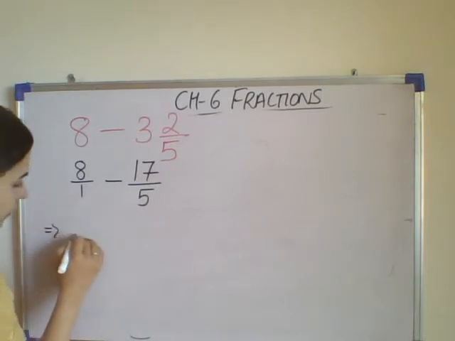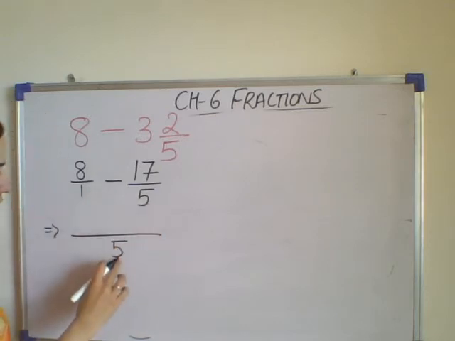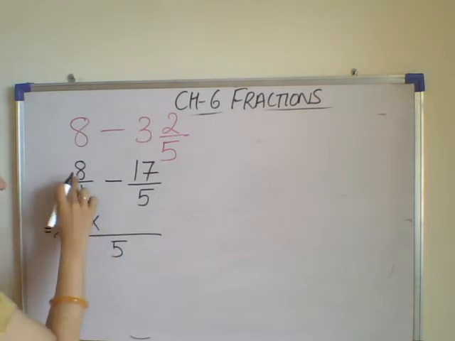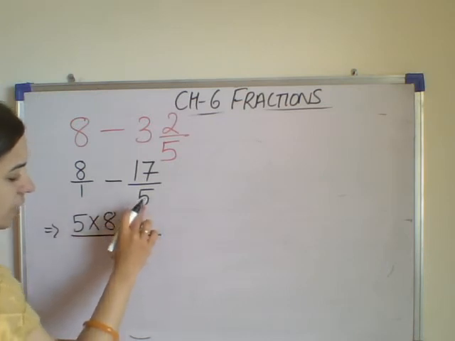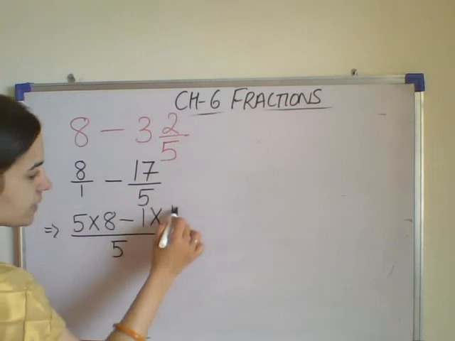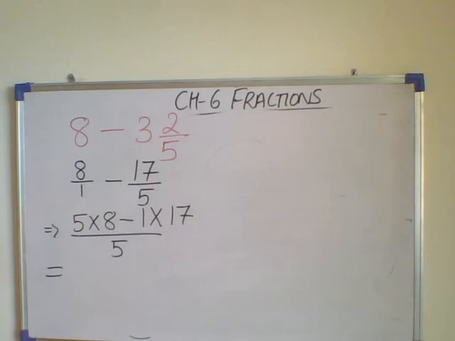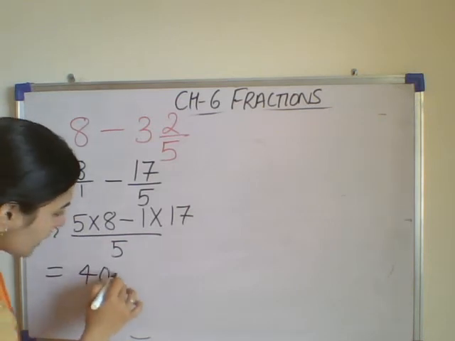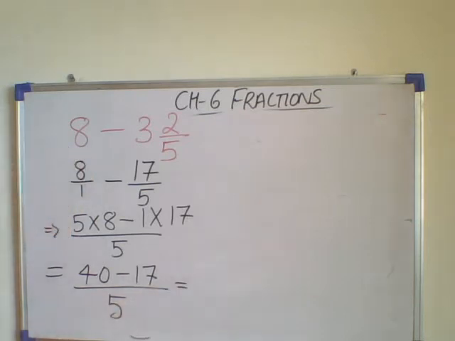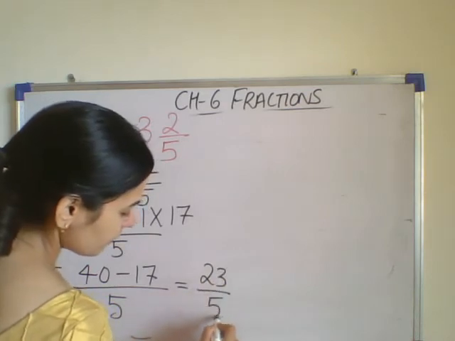So let us do it. First of all, we will be finding the LCM of 1 and 5. So that is 5. I have written here. 5 divided by 1 is 5. Multiply by the numerator, that is 8, minus 5 divided by 5 is 1. Multiply by 17. So 5 8s are 40 minus 17 upon 5. So if you subtract 17 from 40, you will be getting 23 upon 5.